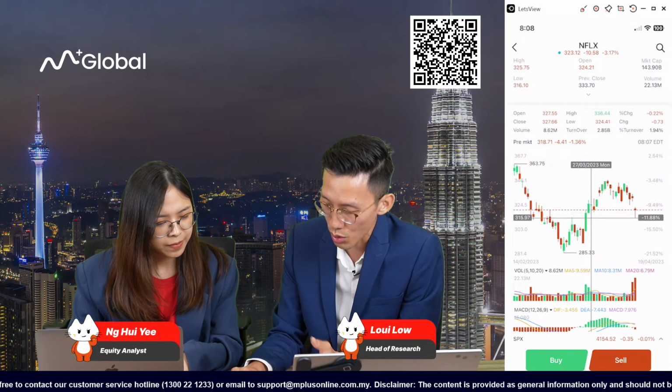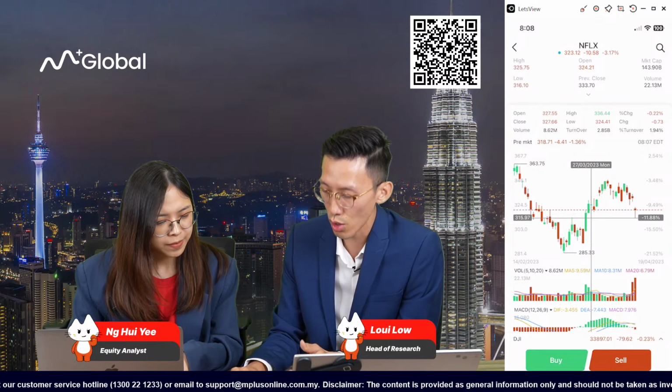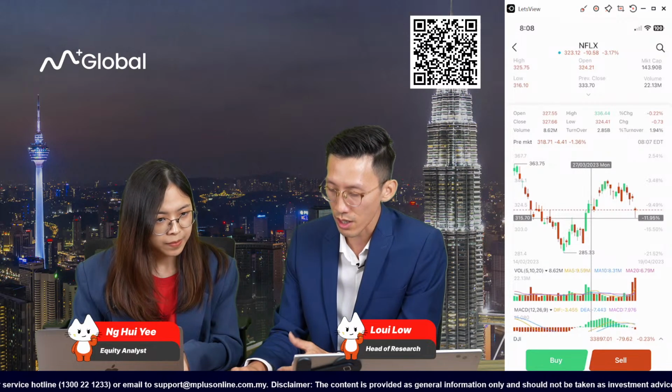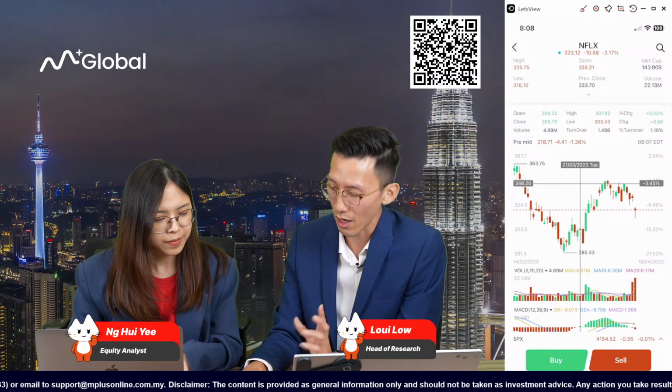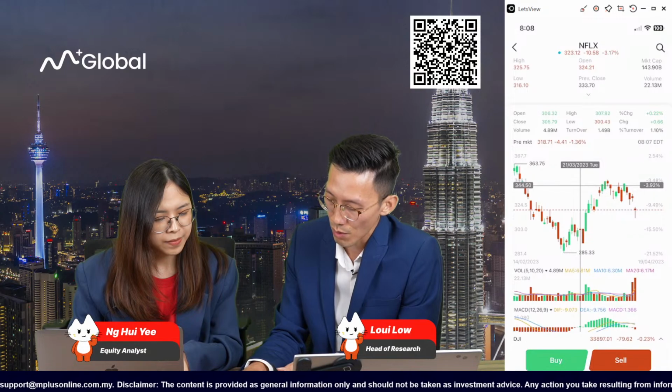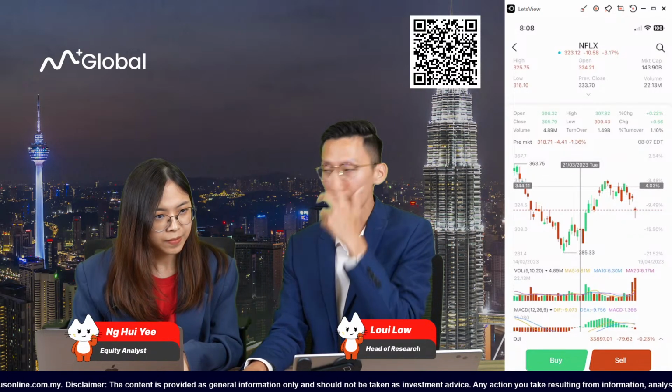And if we look into today's price, as long as it is not trading below 315, I think there's a very good chance that it can break out above the 325 and go higher, at least for the short term. So short term wise, maybe 344 will be the resistance.